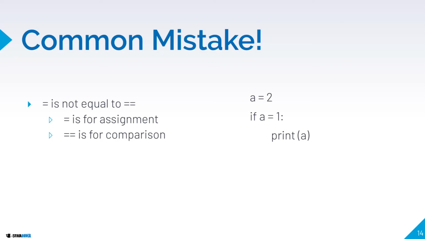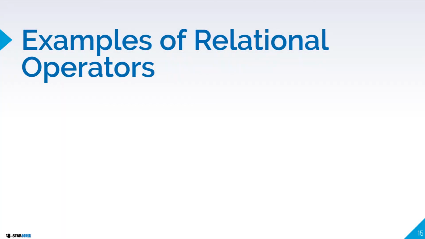Now let's look at some basic examples of relational operators. Feel free to pause the video as you go along to try and answer the questions. Our first question is, is 10 greater than 4? Remember that we can only have true or false values. This would be true because 10 is indeed greater than 4.